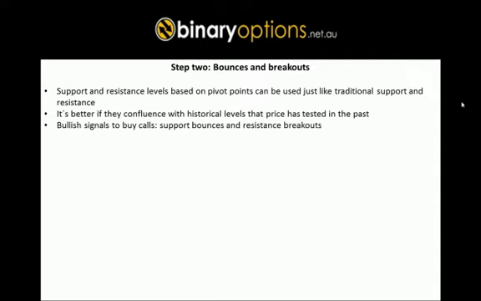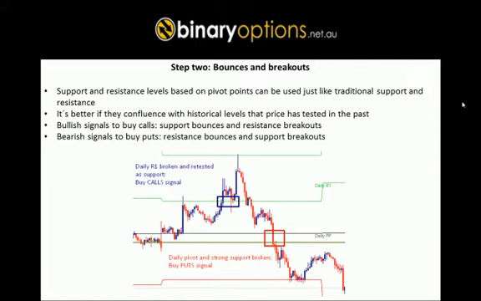A bullish signal to buy calls will happen when the price bounces off support or breaks through a resistance area. And a bearish signal to buy puts will happen when we have a bounce from resistance or a breakout from support. Now let's have a look at this chart so you can better understand what we're talking about here.